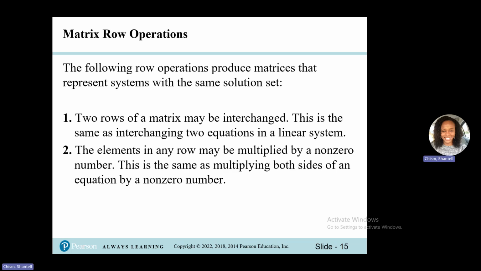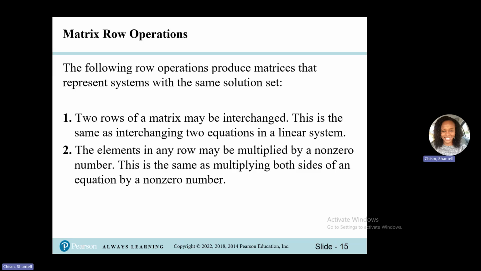The following row operations produce matrices that represent systems with the same solution set. So in other words, you can perform row operations to get equivalent systems, because they end up having the same solution set. So it allows you to reduce it down, which is why it's kind of called row echelon. We'll talk about that. Reducing it down to a more simplified form that's still equivalent because they still represent the same solution set.